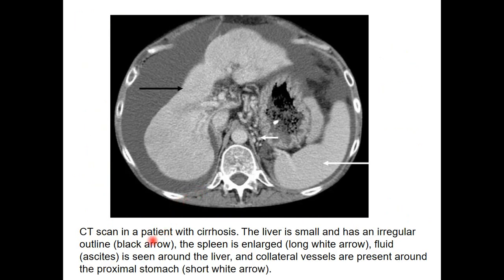This is a CT scan of a patient with liver cirrhosis. As you can see here, the irregular outline of the liver with shrinkage in the size of the liver. This is ascitic fluid, and this is the liver with irregular outline, and this is enlargement of the spleen, in liver cirrhosis. Liver cirrhosis, splenomegaly with portal hypertension. This is the stomach, and this is the collateral circulation, collateral vessels.